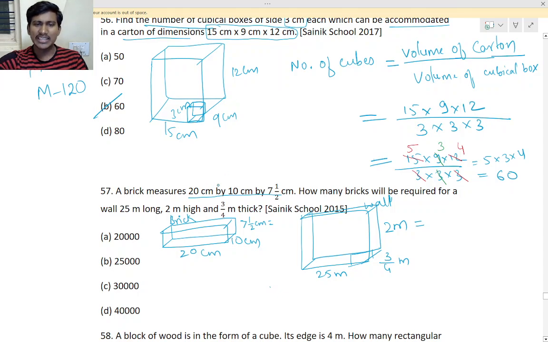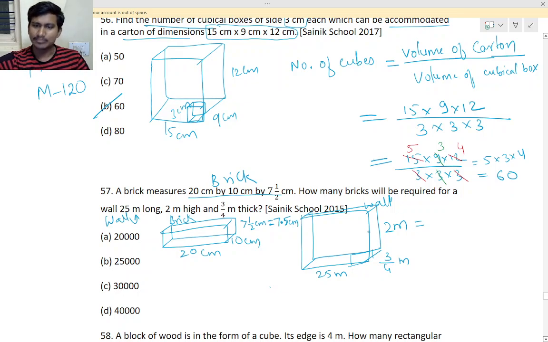This brick is in centimeter and the wall is in meters, right? The wall is in meters, so we have to change it to the same unit. Here the brick is 20 centimeter by 10 centimeter by 7 and a half. How do we write 7 and a half? We write it as 7.5 centimeter. It is centimeter already.